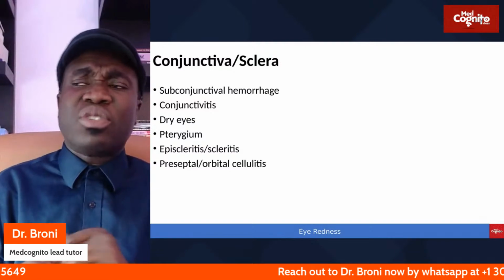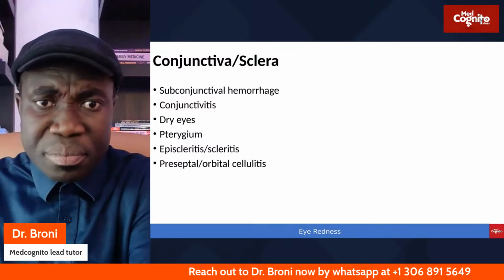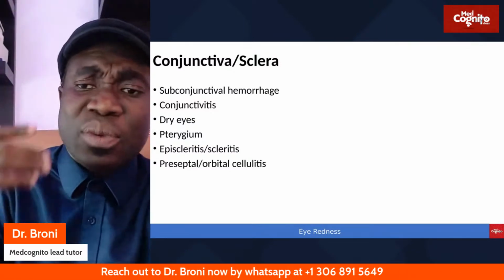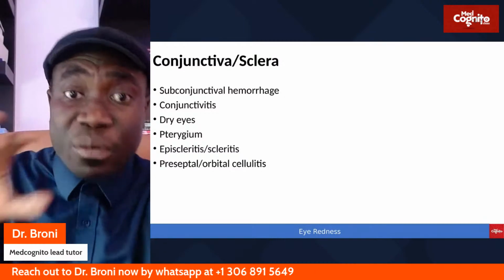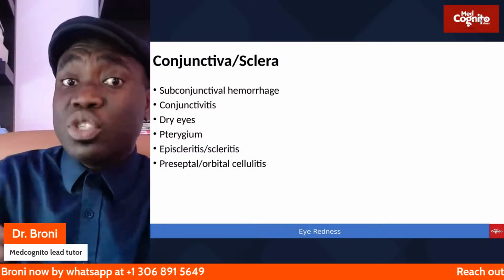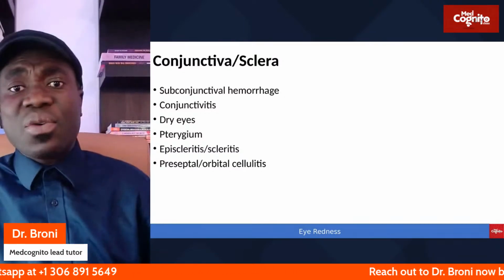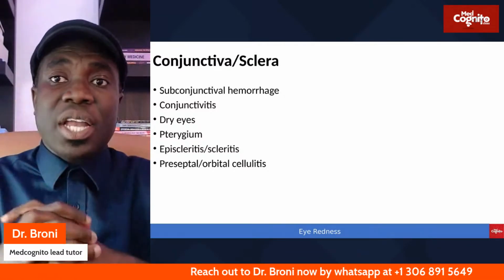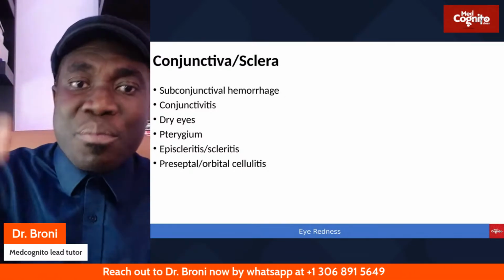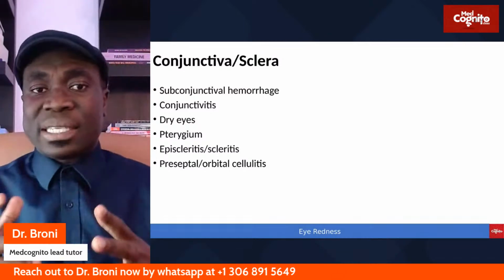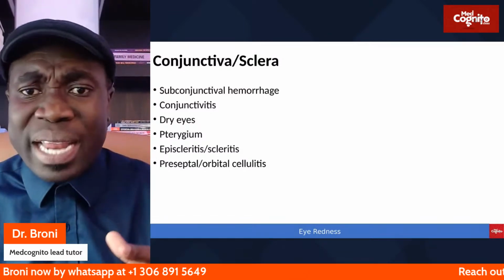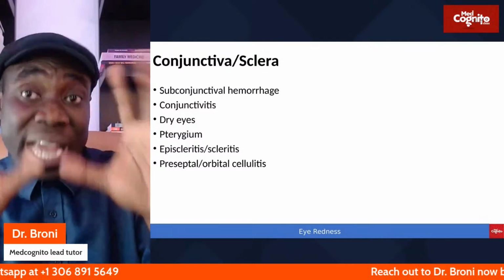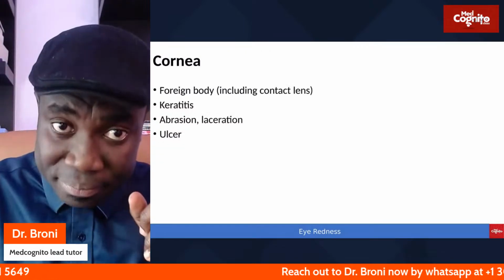And then you can also have what you call a pterygium. And I think in a future class, what I will do is I will show pictures of all these conditions so you can be able to pick them up very well. And then we also have what we call scleritis and episcleritis. All right, good. And then we also have preseptal and orbital cellulitis. So these are all causes of red eye based on the conjunctiva and the sclera.